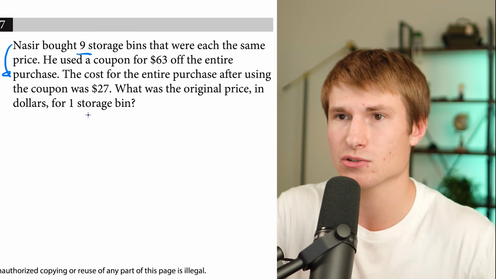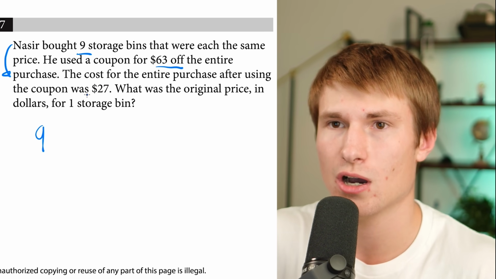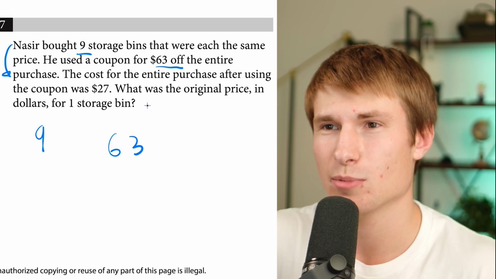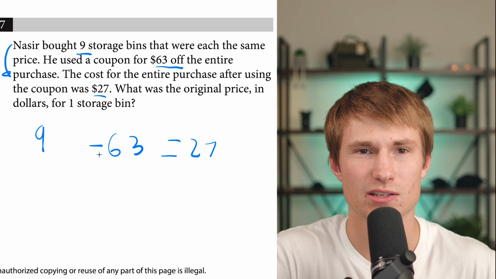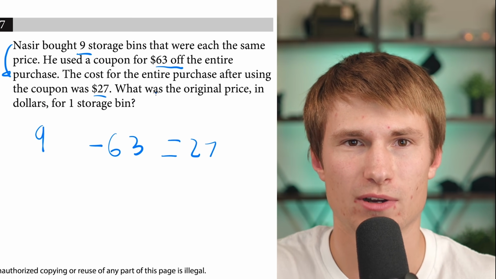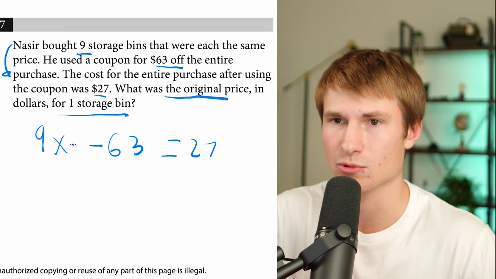Sandy bought 9 storage bins that were each the same price. He used a coupon for $63 off the entire purchase. The cost for the entire purchase after using the coupon was $27. Okay, and we know that he got $63 off, and it's 9 times some variable. We'll see if we get what that is. What was the original price in dollars for one storage bin? We're not given it, so we'll just call that X.